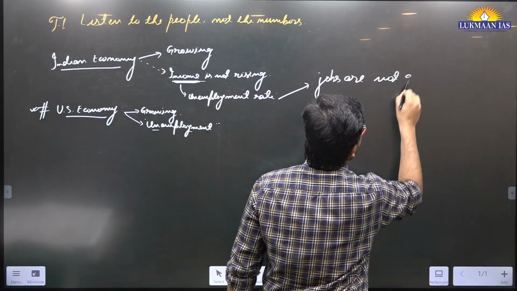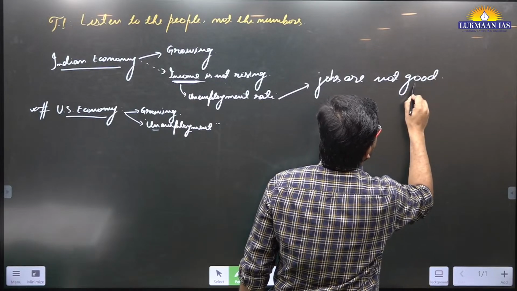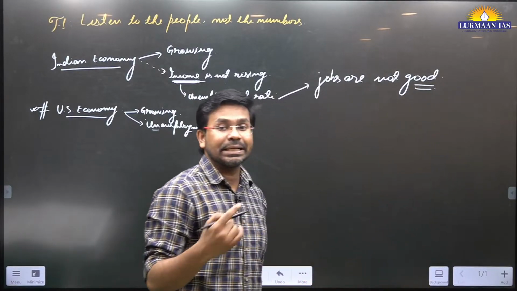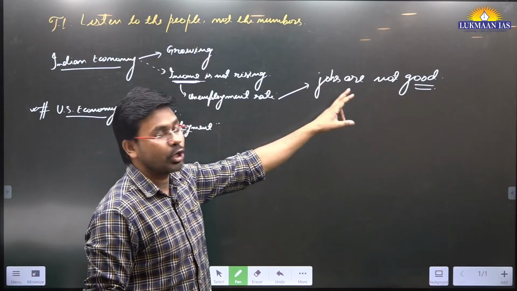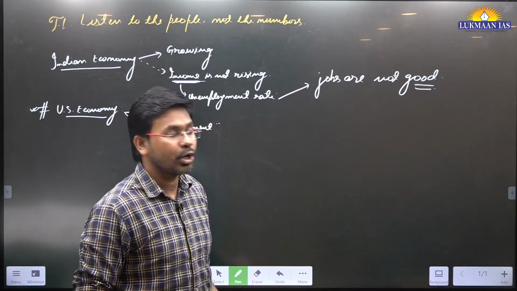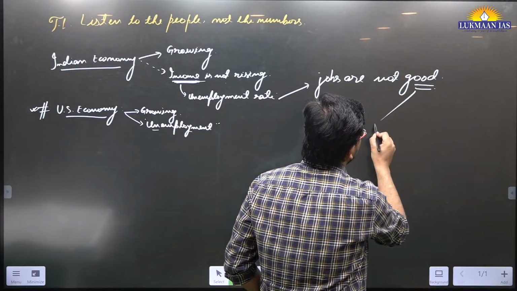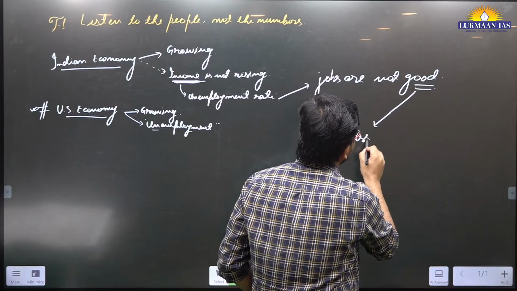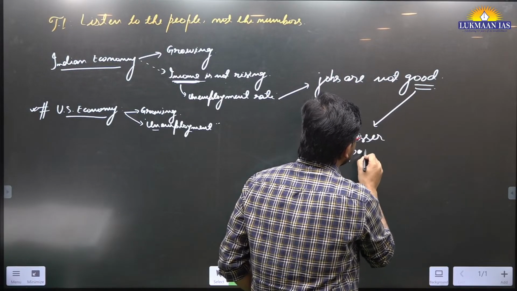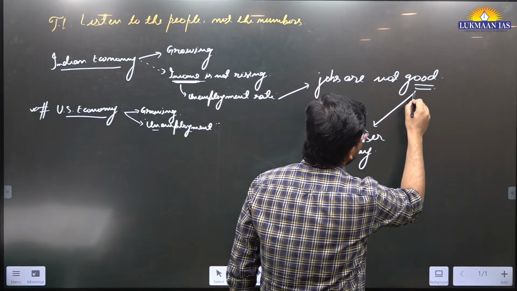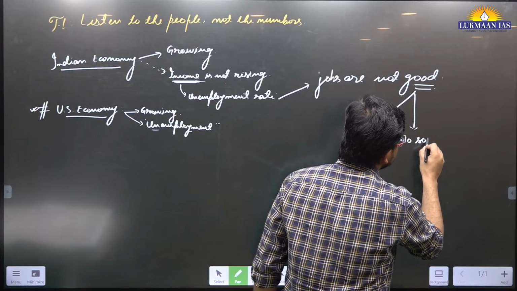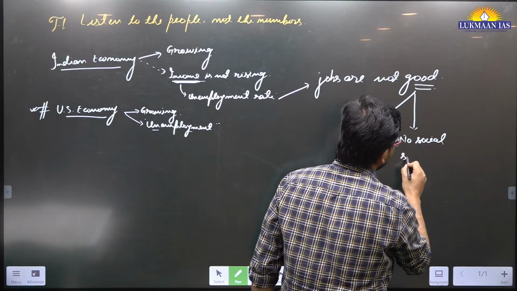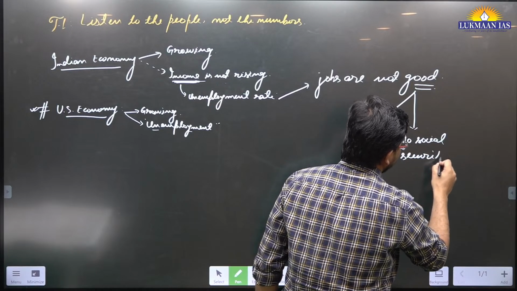In this article, the author has said that the jobs that people are generally finding, where they need less skill, are generally not good. Why are they not good? Because of multiple factors. Number one, there is lesser pay. These people get very little pay. Second, they have no social security.